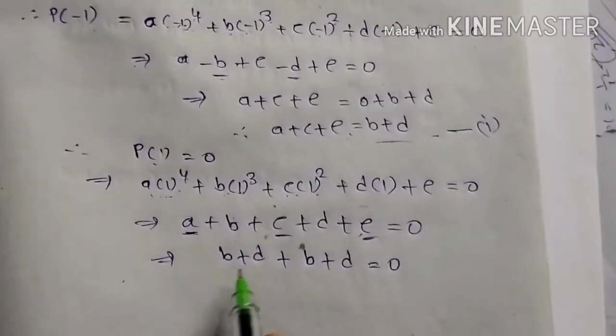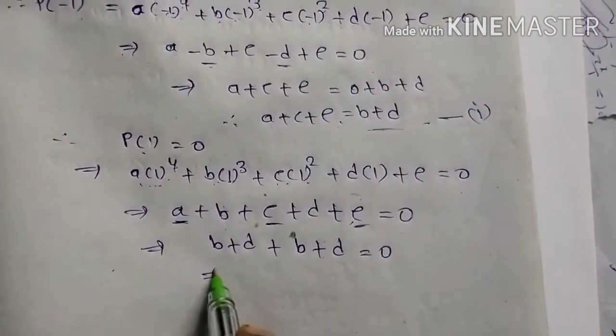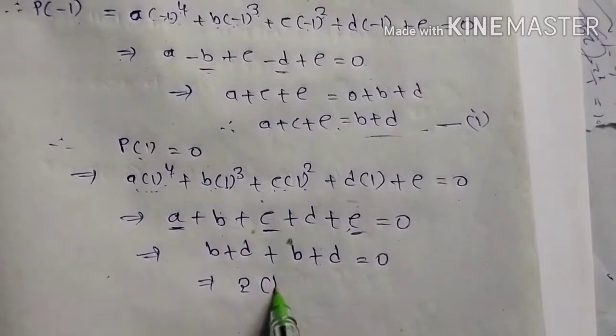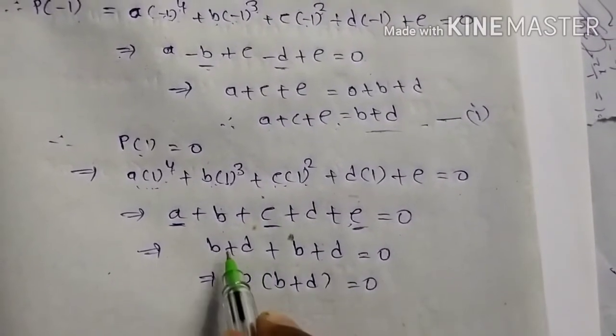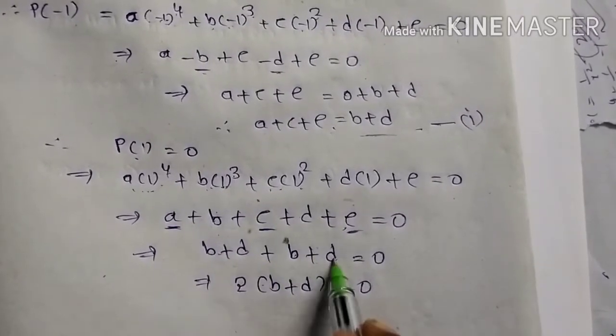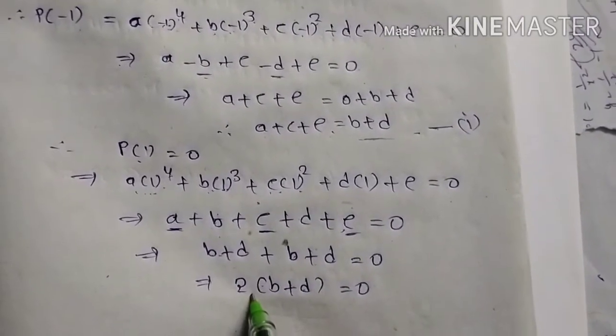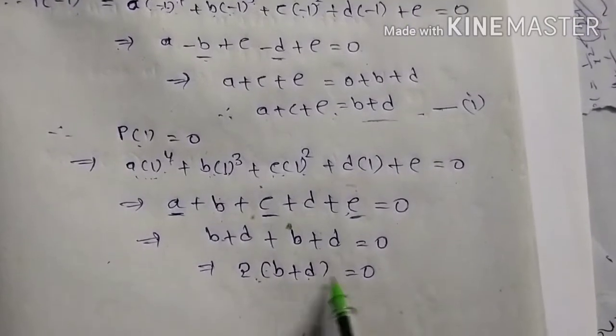That means you can write here b plus d plus b plus d. That means can I write here 2 into b plus d, or not? Yes or no? 2 into b plus d is equal to 0. Otherwise you can write b plus d: 2b, d plus d: 2d, your wish. Anyway, you can represent it as 2 into b plus d is equal to 0.